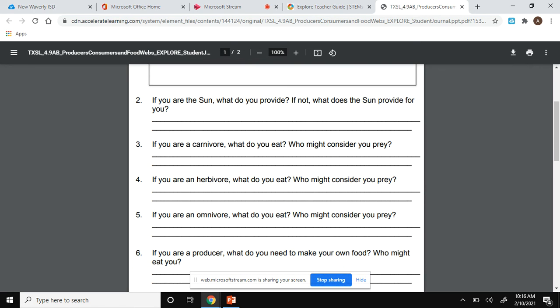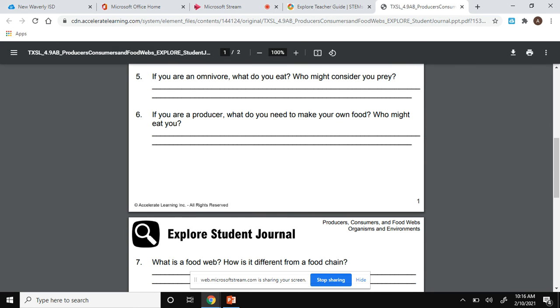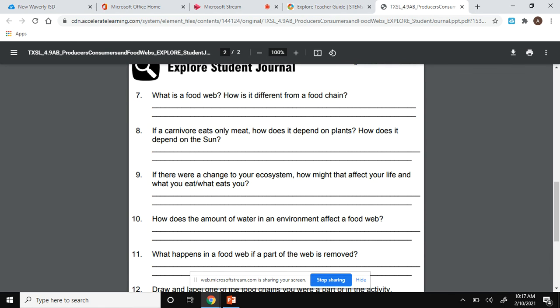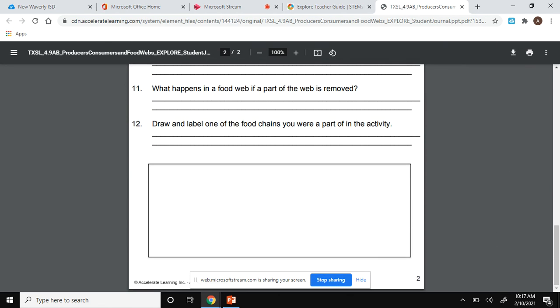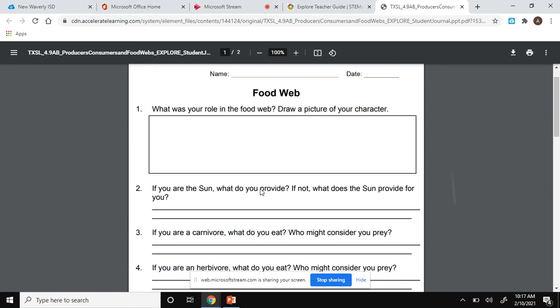Again, if you're a sun, it talks about carnivore, herbivore, omnivore. We've already talked about all those before. It talked about a producer. We know what a producer is. We broke it down a little more last week when it came to all the consumers, the producers, and then we talked about our food web. And it talks right here of what a food web is, and it talks a little more about carnivores again. So you have all these questions. This last one here on 12, you will not draw and label it. So you have about 11 questions you're going to be answering in your forms document.